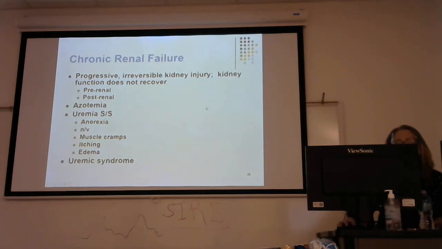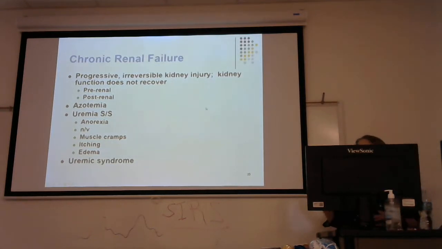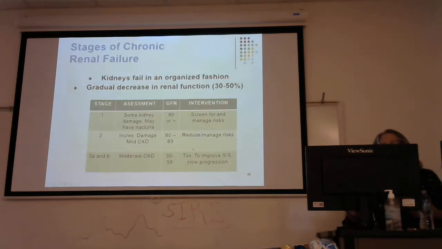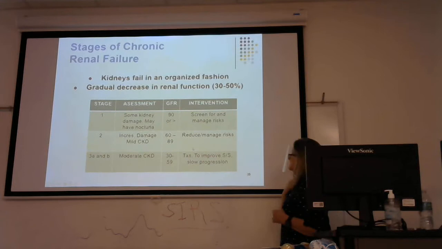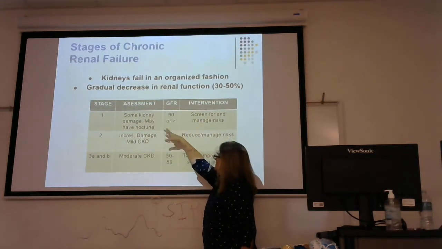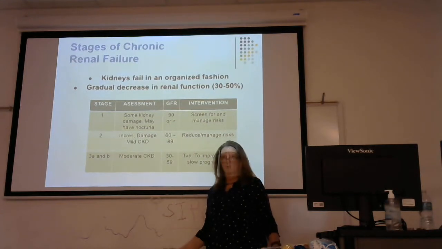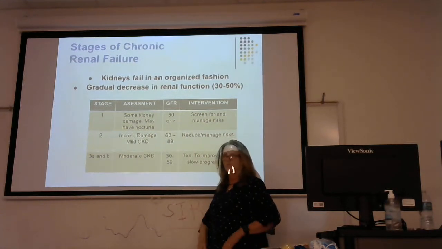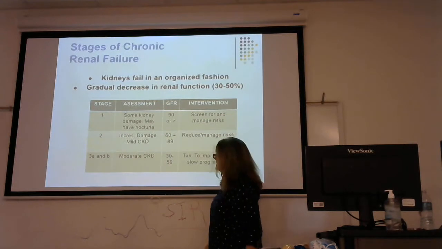The deal with it is that you may not see any of this until 75% of your nephrons have been killed. So that means you've only got 25% left. So you're in trouble at this point. And it's usually a stage 4 or 5 before we see this. So in the first stage, you may have a little bit of damage, but your GFR is still okay. Okay, we're still clicking along, we're still making urine, we're cleaning everything up.